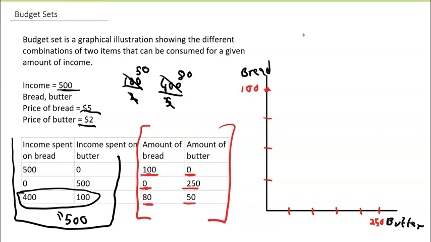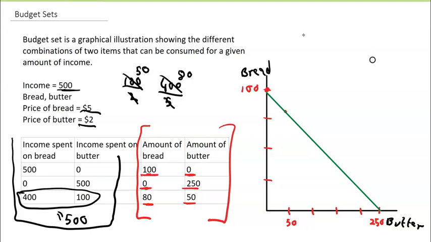So if I go 50 units of butter, and I can go up to 80 units of bread, which would be somewhere here. So that is another point that we could consume. So then I can draw my budget set, which is going to be this green line. Now, this set, it's a nice line. What is it telling us?